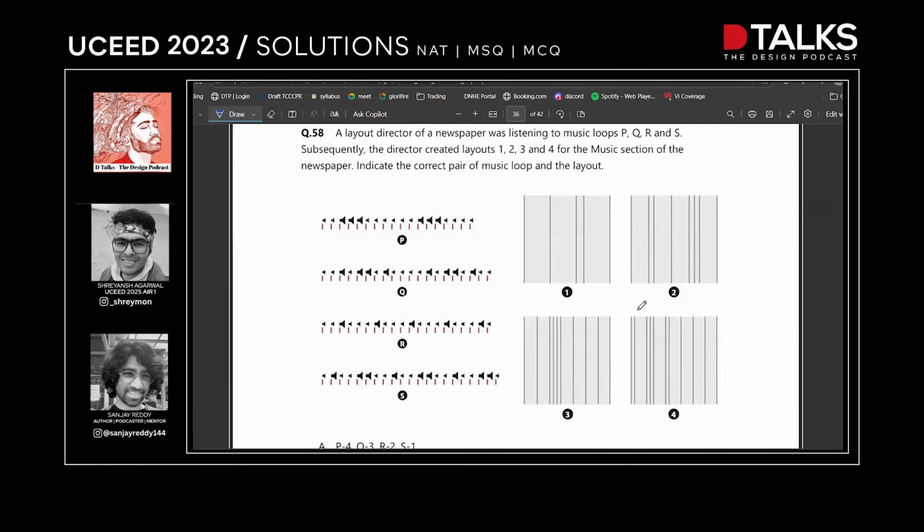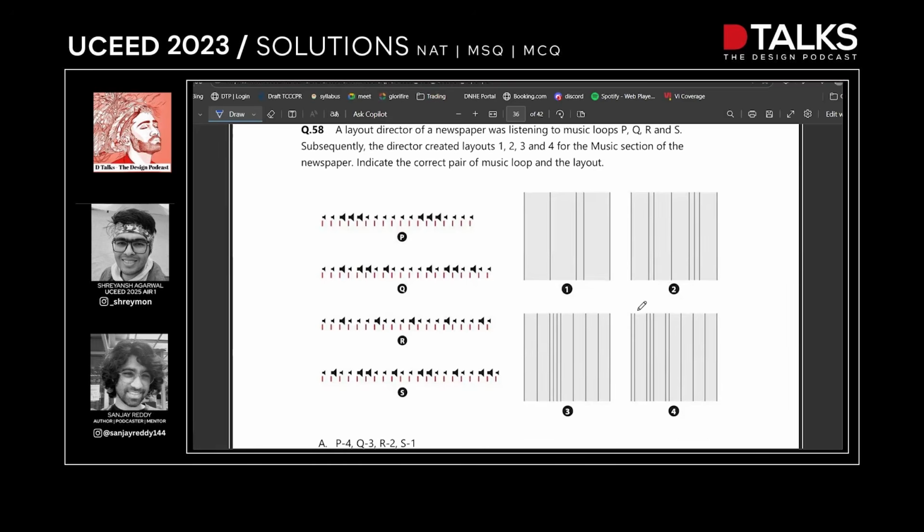A layout director of a newspaper was listening to music loops P, Q, R, and S. Subsequently, the director changed the layouts 1, 2, 3, and 4 for the music section of the newspaper. Indicate the correct pair of music loop and the layout.